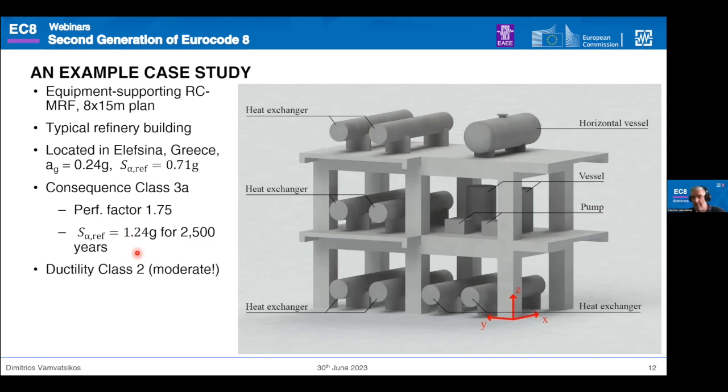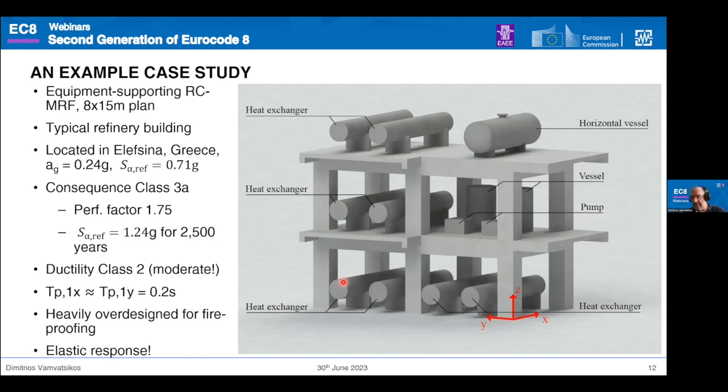Ductility class 2, moderate ductility, and your periods in both directions are about the same, about 0.2, 0.21 seconds. It should go without saying, but such structures are heavily over-designed for fireproofing. Fire is the governing situation, it's not earthquake. So the structure is essentially expected to remain mostly elastic at least.